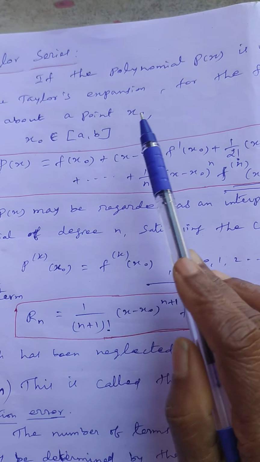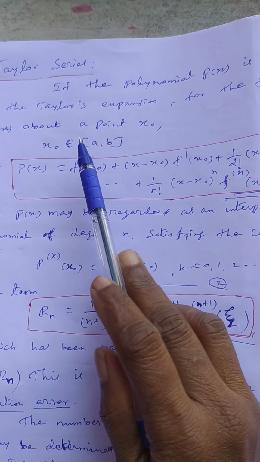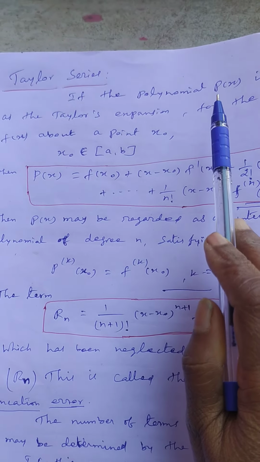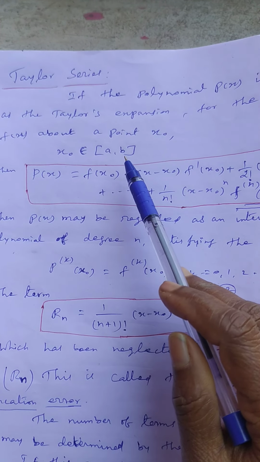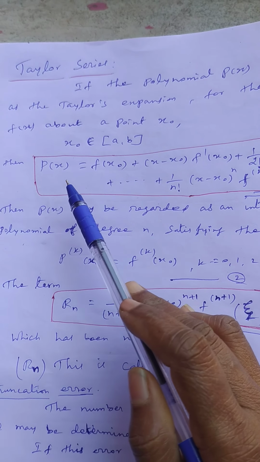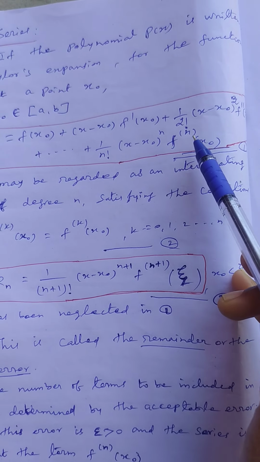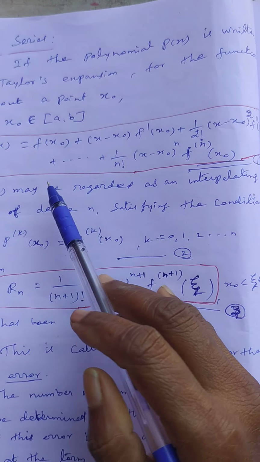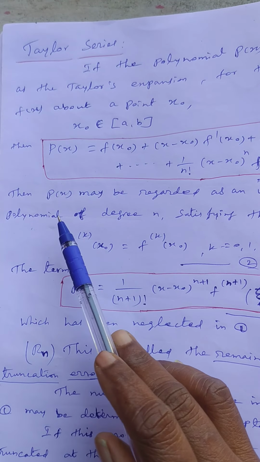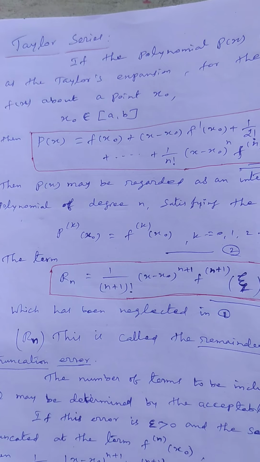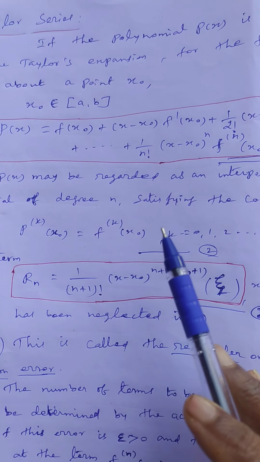Next, Taylor series. If the polynomial p(x) is written as the Taylor expansion for the function f(x) about a point x0, where x0 belongs to the closed interval [a, b], then p(x) equals the Taylor polynomial: f(x0) + (x - x0) f'(x0) + 1/2! (x - x0)^2 f''(x0) + ... + 1/n! (x - x0)^n f^(n)(x0). Then p(x) may be regarded as an interpolating polynomial of degree n satisfying the condition p^(k)(x0) = f^(k)(x0).